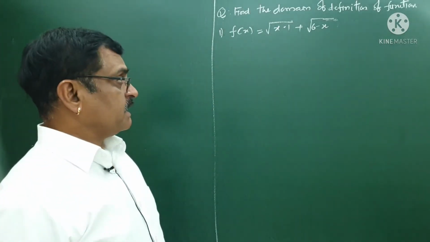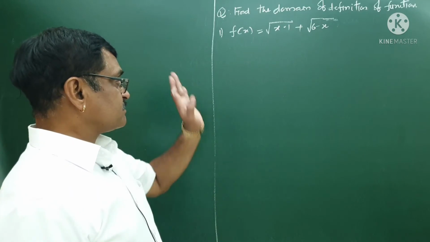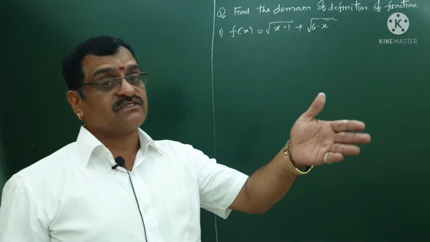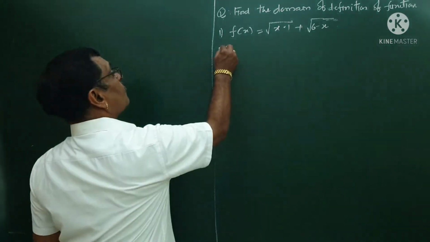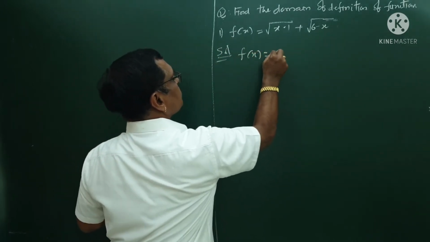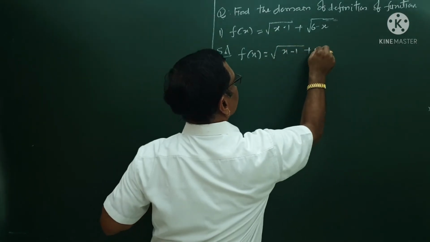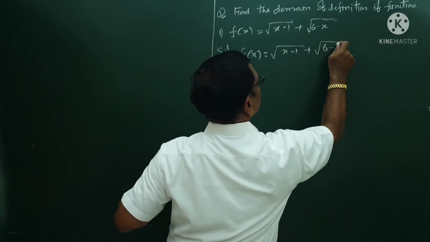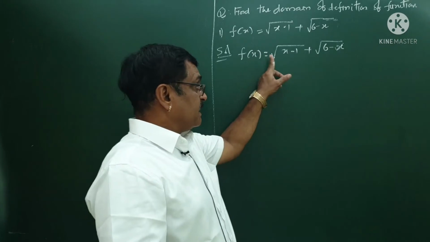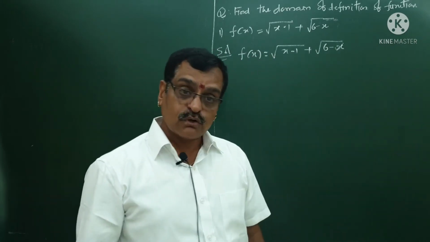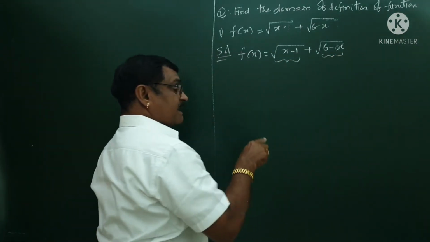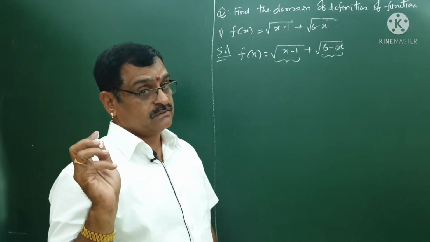Find the domain of definition of the functions. First question is f(x) is equal to root of x minus 1 plus root of 6 minus x. Solution. My f(x) is under root of x minus 1 plus under root of 6 minus x. My function f(x) looks like the addition of two functions. So, you have to find the domain for this function and the domain for this function, then you have to find the intersection of the domains. So, that is number 1.